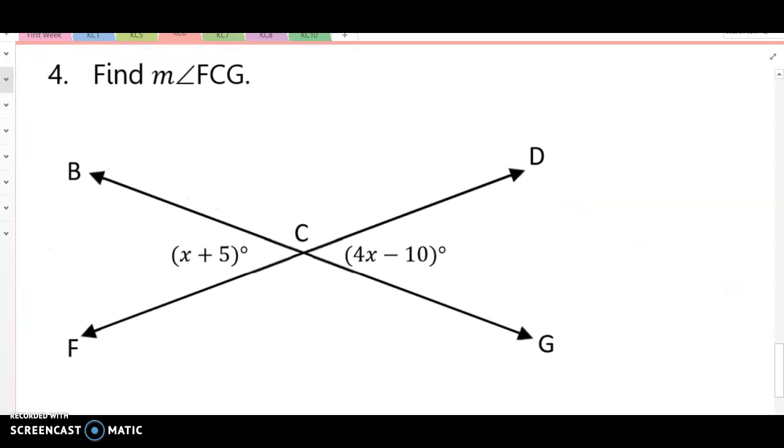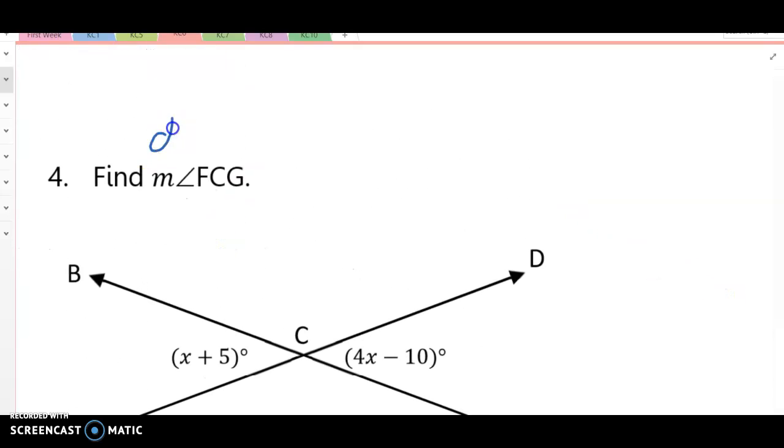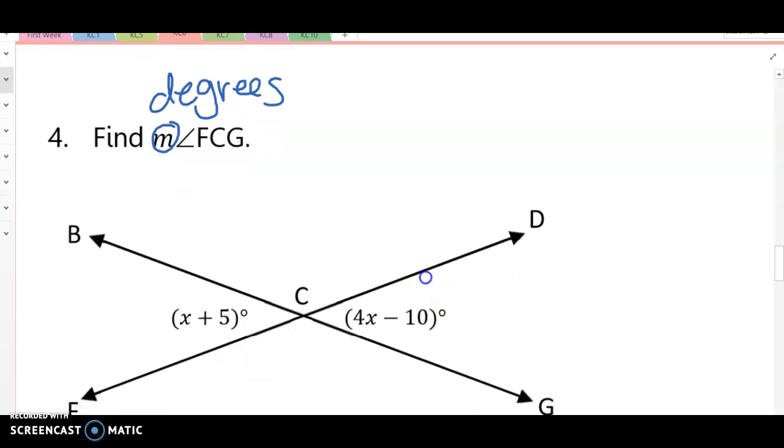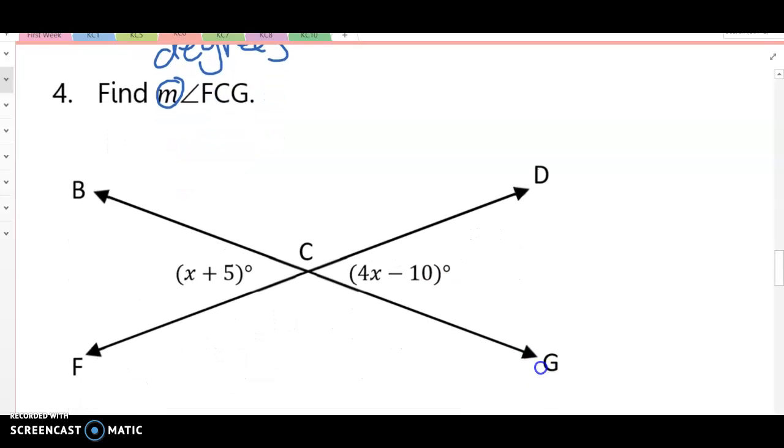Find the measurement. So when it says measurement, you're looking for degrees. Looking for the number of degrees of FCG. So F, first name, middle name, C, last name, G. So we're looking for how many degrees is that angle, okay? And looking at it, they don't really give us any information on that angle, but what they do give us are these 2 angles. And they're across from each other.